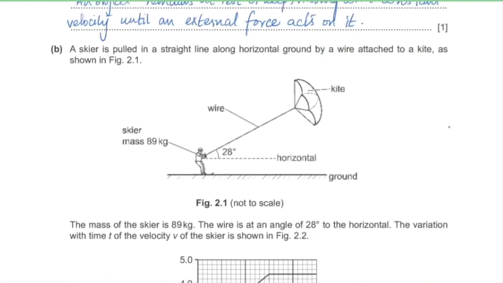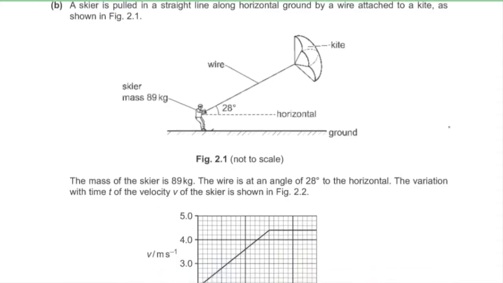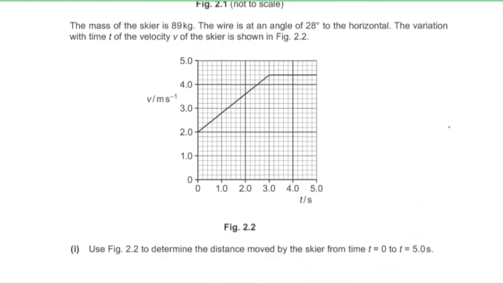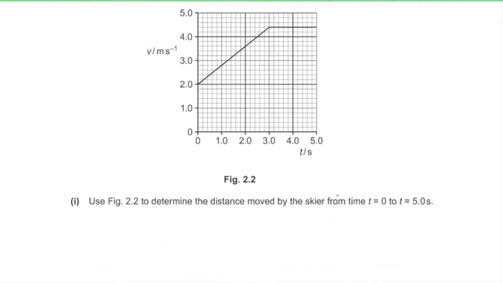Part B, a skier is pulled in a straight line along horizontal ground by a wire attached to a kite as shown in figure 2.1. The mass of the skier is 89 kilograms. The wire is at an angle of 28 degrees to the horizontal. The variation with time t of the velocity v of the skier is shown in figure 2.2. Part 1. Use figure 2.2 to determine the distance moved by the skier from time t equals 0 to time t equals 5 seconds.